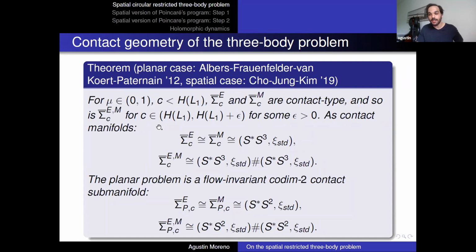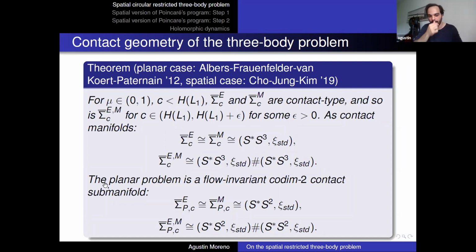As contact manifolds are actually not terribly interesting. They're just standard copies. It's just S^*S^3 with its standard contact structure near the Earth and near the Moon. And if you're slightly above the first critical value, then it's just a connected sum of 2 copies of those. So what's really happening is that this is a critical point of index 1, so I'm attaching a Weinstein handle as I cross L1.